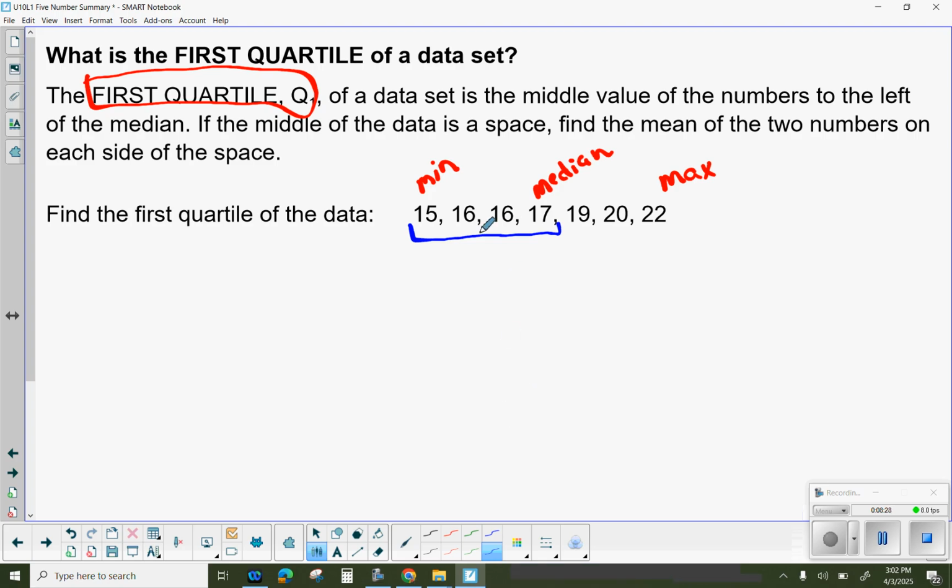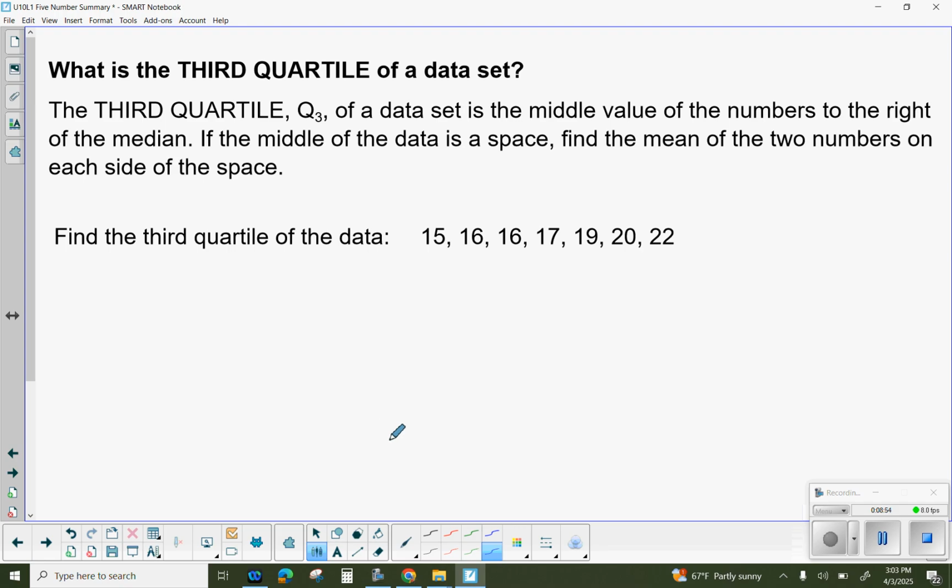Okay, so here we go. We're going to take the median of this set, which is 16. That's the middle part, right? So my median is 16 here. So my Q1, my quartile 1, is 16. So it's the median of the first part.